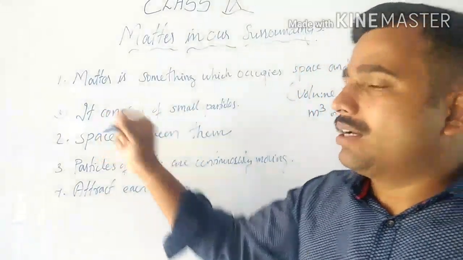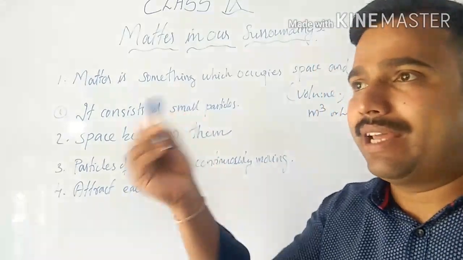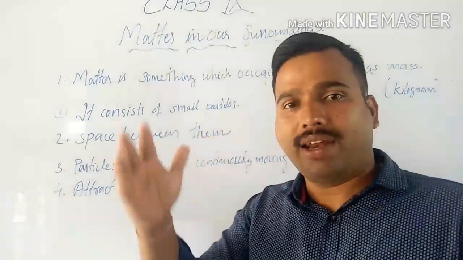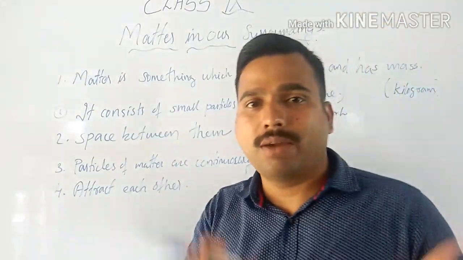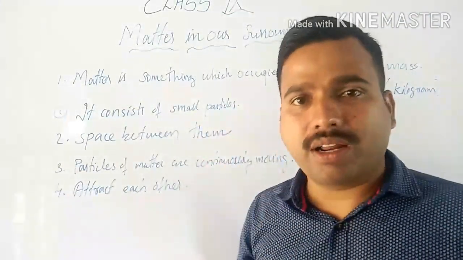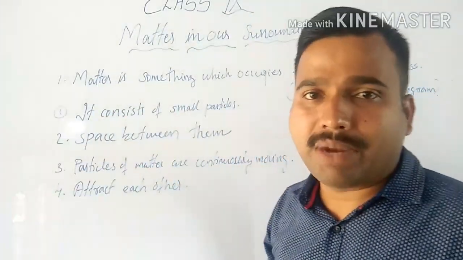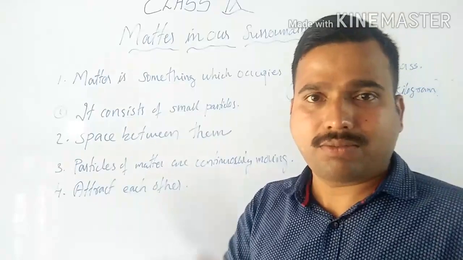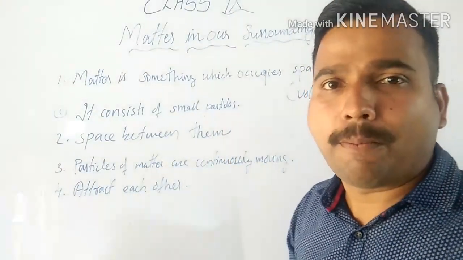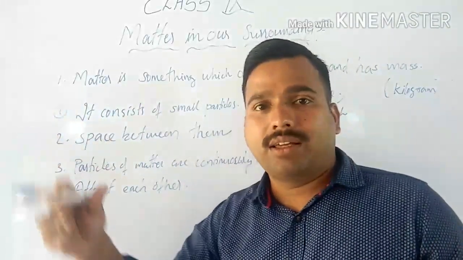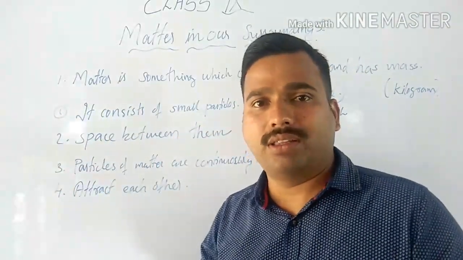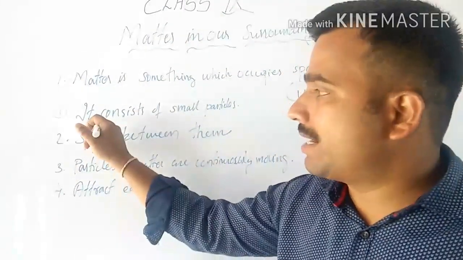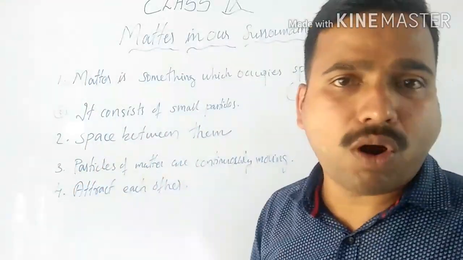Similarly, if you consider any particular object, for example this marker, if you go on dividing it again and again, at last we will reach a tiny particle which we cannot divide further. That smallest substance is known as a particle. If you take any matter, a wood piece or anything, even your body, everything is made up of matter, and that matter consists of very small particles.